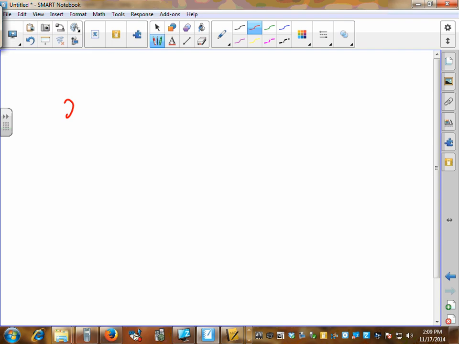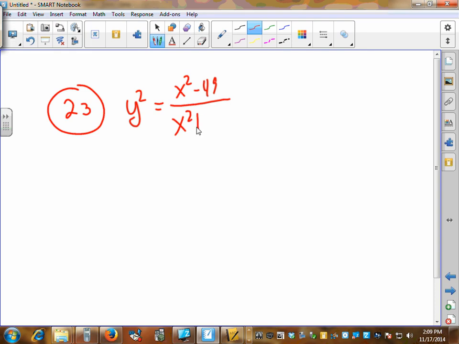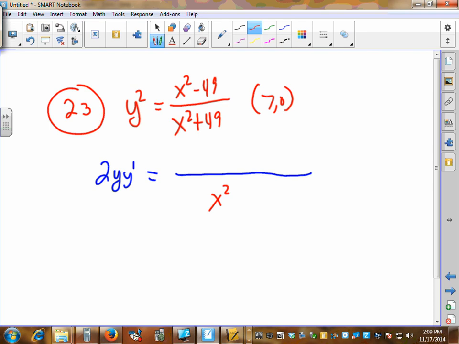Okay. Number 23. Y squared equals x squared minus 49 over x squared plus 49 at the point 7, 0. So let's start. Okay, our derivative is 2y, y derivative. On this side, I feel a song coming on because we have quotient rule.